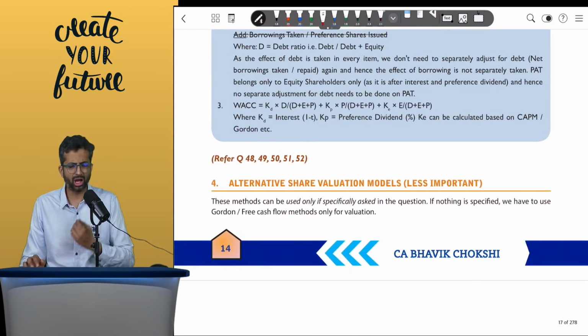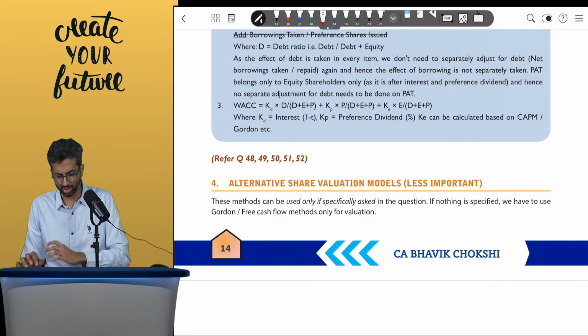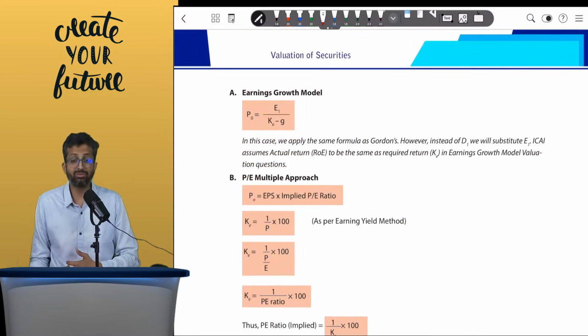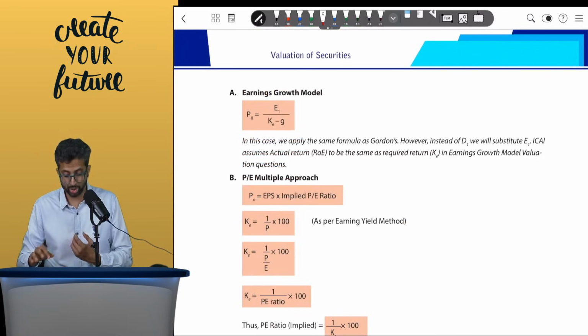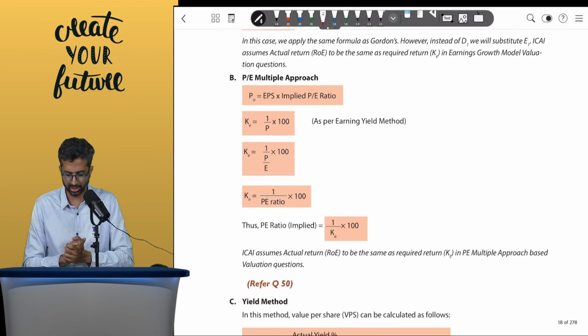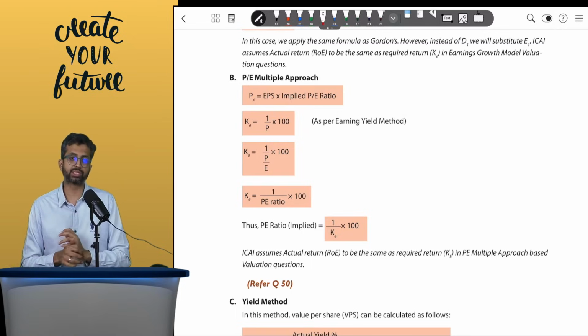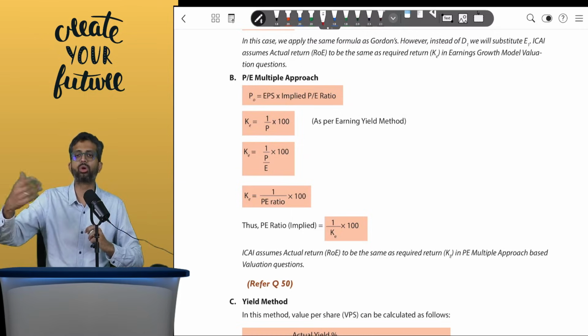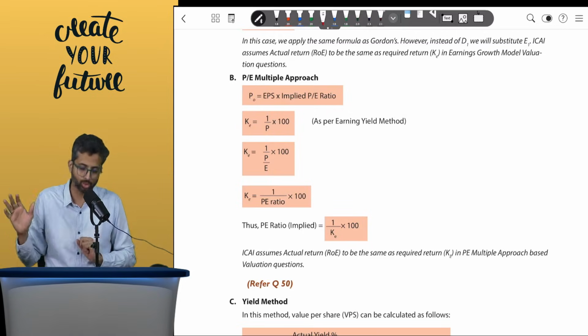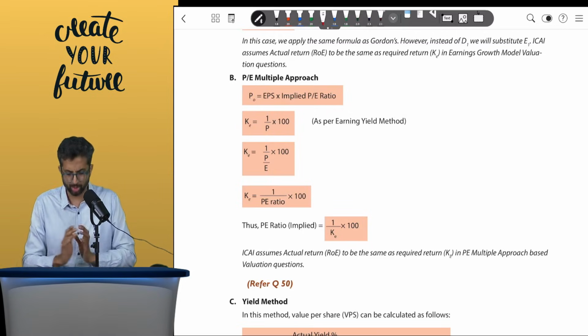There are a few alternative valuation models which I would say are not very important. First is the earnings yield, where you take P0 is equal to E1 by KE minus G, or the P/E multiple approach, where you find the implied PE ratio by calculating 1 divided by KE, and that you will use for the purpose of valuation. In all of these cases, we will take the KE to be equal to R. KE is the required rate of return, R is the actual rate of return. In both of these formulas, the institute takes KE to be equal to R, and hence we will take the same.